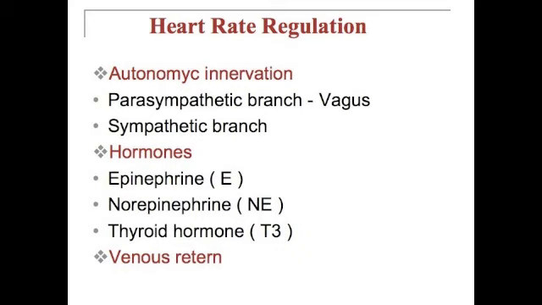Heart rate regulation continued. Autonomic innervation. So again, there's a typo there. Autonomic is spelled wrong. But this heart rate regulation deals with the parasympathetic branch, specifically the vagus nerve. And there is also some interaction between the sympathetic branch of the nervous system. Hormones also can affect it: epinephrine, norepinephrine, thyroid hormone, and the venous return also affects that.